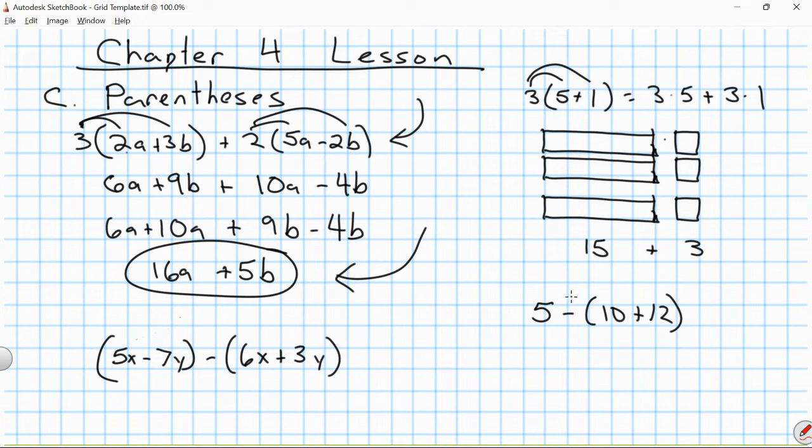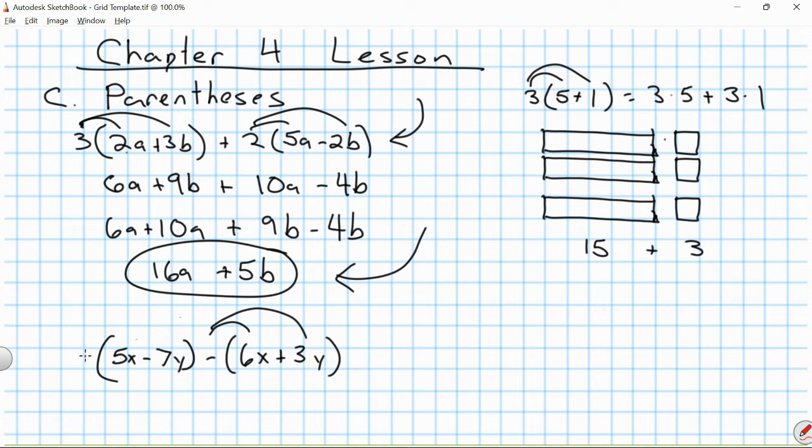So what do you think we have to do with this subtraction? You have to subtract them both. You have to subtract 10 and subtract 12, in order for this to make sense, because I'm really subtracting both 10 and 12. So anyway, looking at this in the algebra context, I'm going to subtract 6x, and I'm also going to subtract 3y.